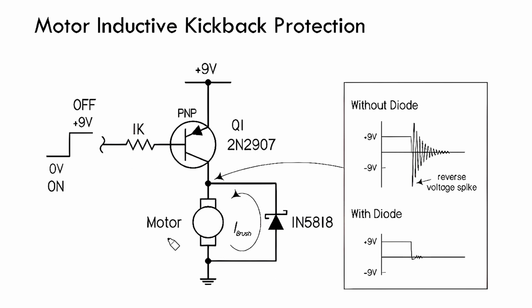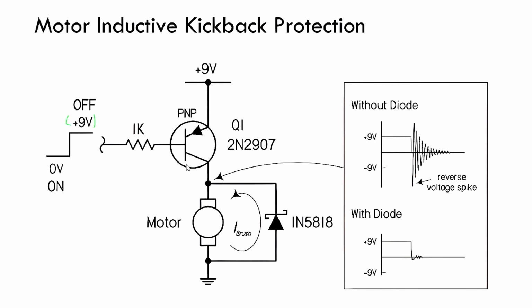Basically, there is one PNP transistor here, one motor, one Schottky diode, and one supply. As you can see, this PNP transistor turns on when the supply is 0 volt, and it turns off when the supply is 9 volt.